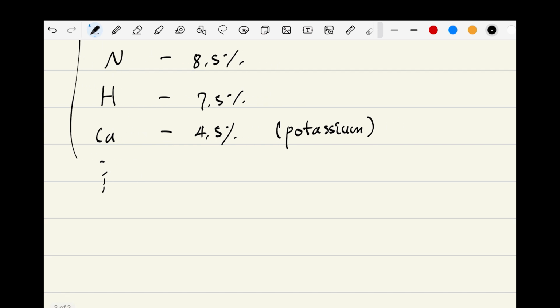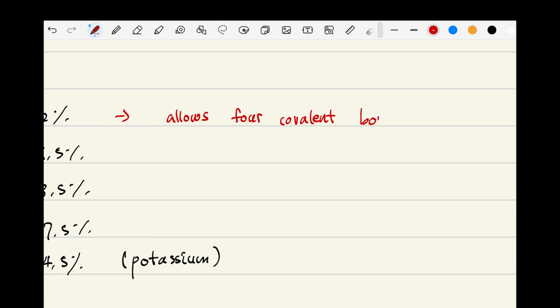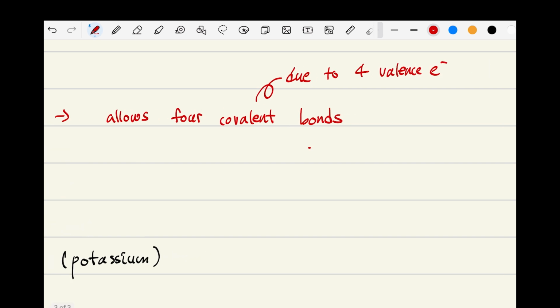And the reason why carbon takes up so much is that it allows for covalent bonds. Since carbon has 4 valence electrons, this creates diverse organic molecules.